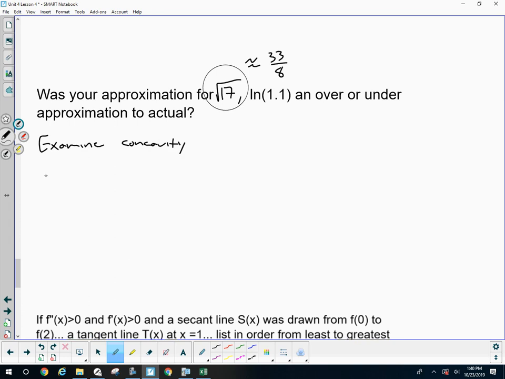Second derivative. So, my function was the square root of x. Its first derivative was 1/2 x to the negative 1/2. Its second derivative will be negative 1/4 x to the negative 3/2. Now, just like normal, I should be doing a sign analysis of this. But I don't have to go crazy.